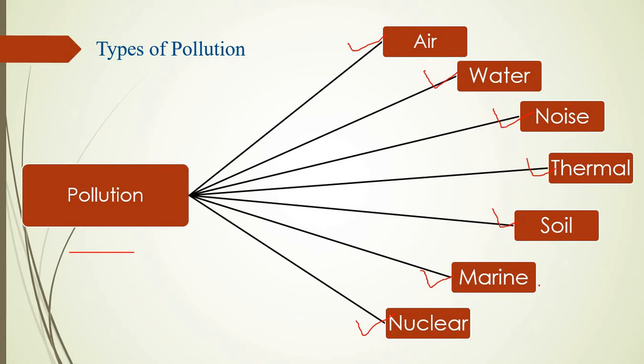Marine pollution: we create live and non-live bodies working in our water, creating bacterial and viral infection. That is considered marine pollution. Nuclear pollution: we produce electricity using uranium and thorium, with hydrogen bombarding on nuclear material, and that creates pollution, called nuclear pollution.